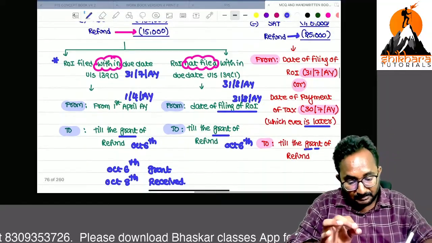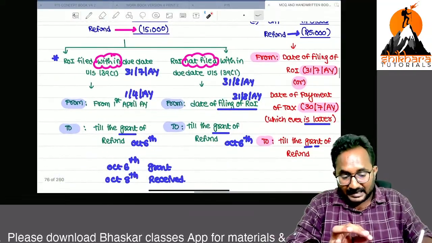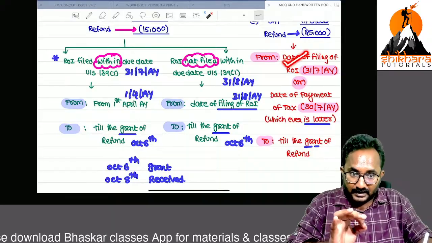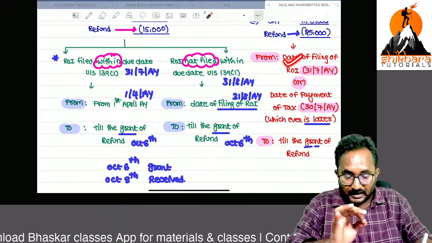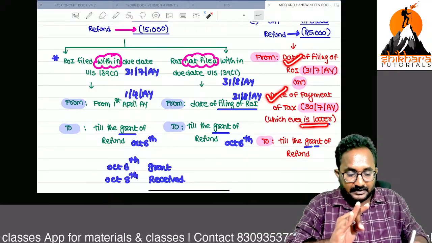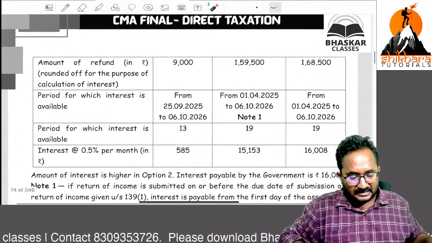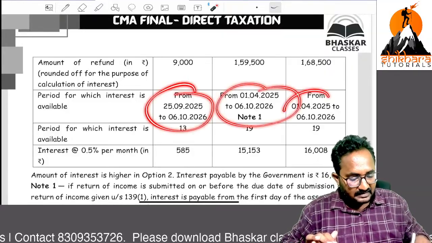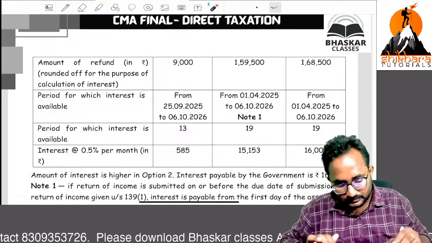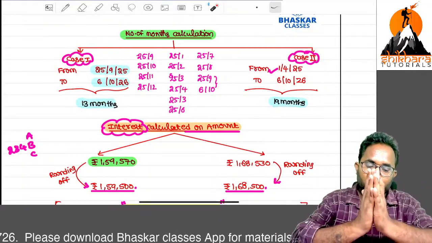Sir, but you should remember these dates. In case of refund out of self-assessment tax, you take the date of filing of return of income, not the due date, or the date of payment of tax, whichever is later, till the date of grant of refund. Based on this, you have to do the 244A related questions, ma. They give the options, and these dates only I have given as working notes here. You can do it.